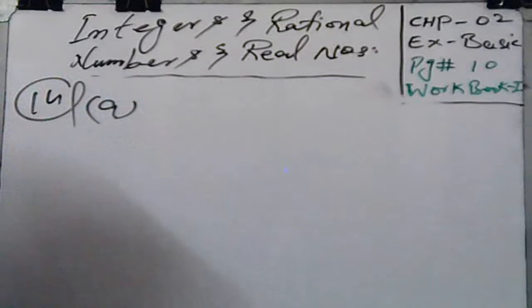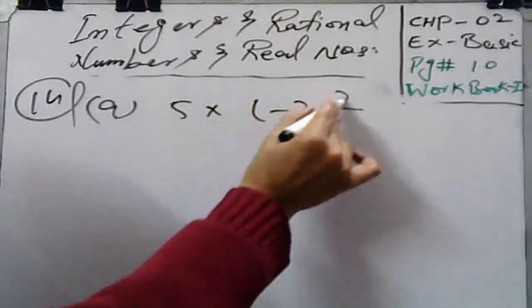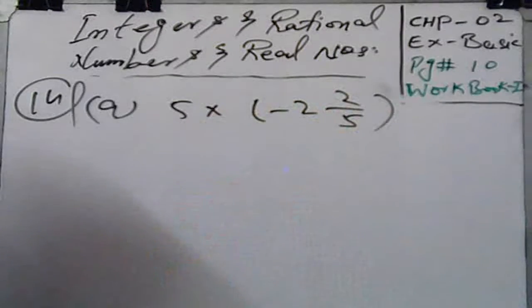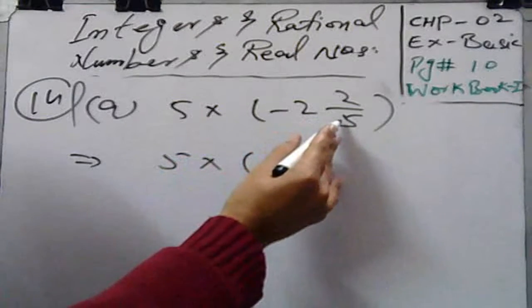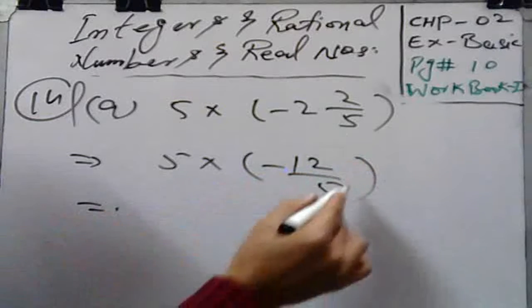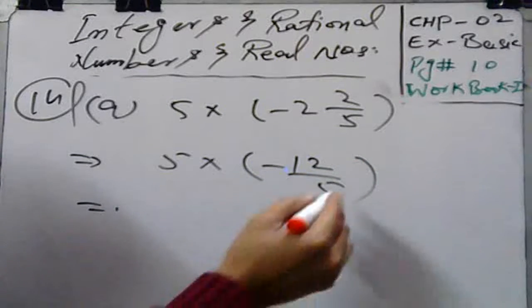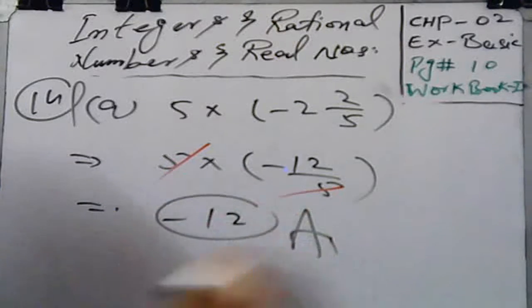In A part 5, evaluate each of the following, express the answer in simplest form, that is 5 multiplied by the whole number minus 2 whole 2 by 5. So simplify it: 5 multiplied by 5 twos are 10, remove the whole number, and 12 by 5. So this 5 will be cancelled with this, so your result is minus 12.